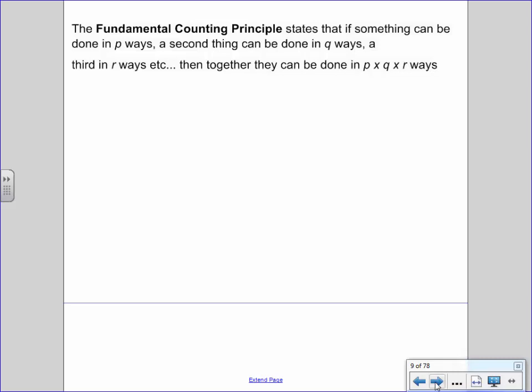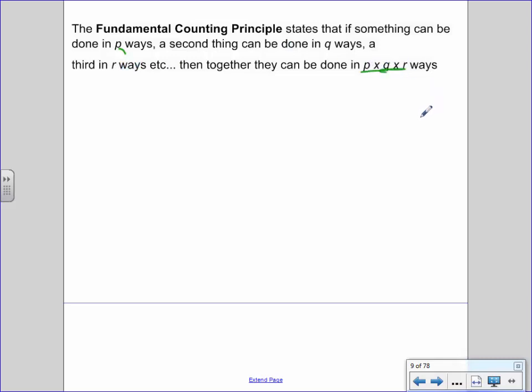Here's how the fundamental counting principle works. For each thing that you're going to try to do, however many ways it was possible to arrange or pick those objects, you multiply. I know this is kind of weird math jargon, but if you could do something in P ways, something else in Q ways, and something else in R ways, the key is you multiply.